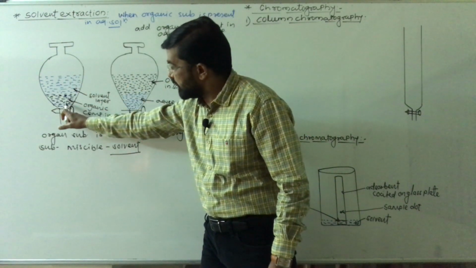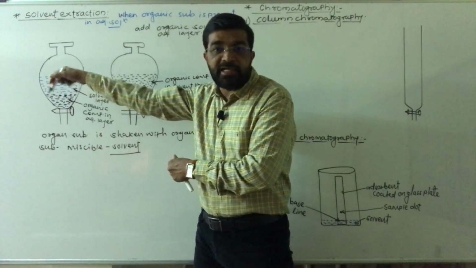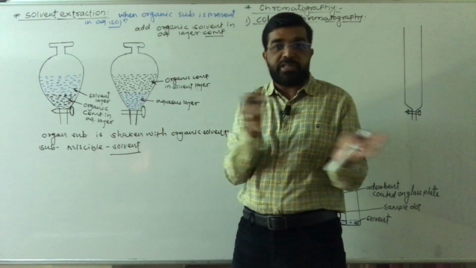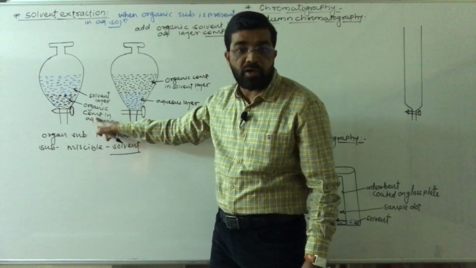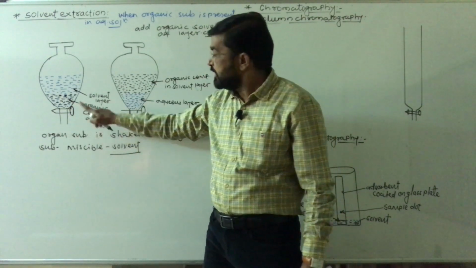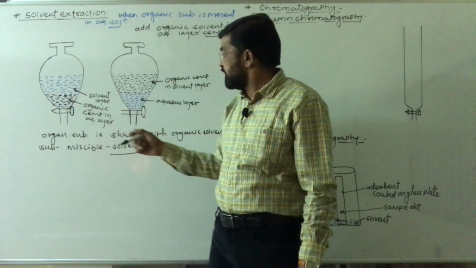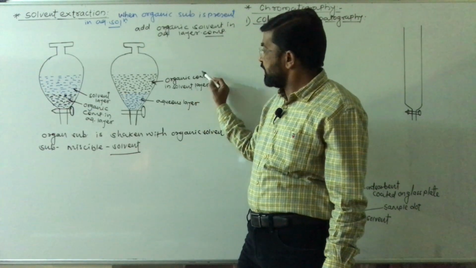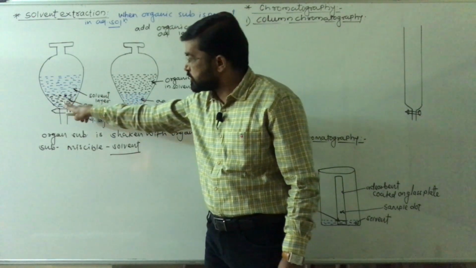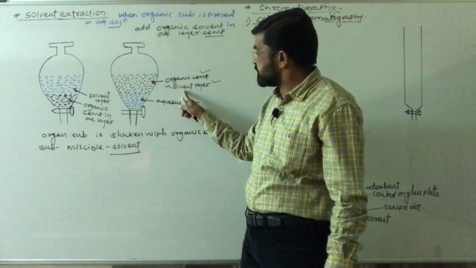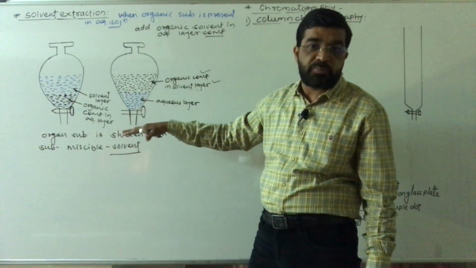Here first of all we have taken the organic compound in the aqueous layer, then the organic solvent is added to it, and it is vigorously shaken with that organic solvent like this. Then the organic substance from the aqueous layer is miscible in the organic solvent. Here you see the organic compound in the solvent layer. The substance has come from the aqueous layer into the organic solvent, and the aqueous layer is separated.